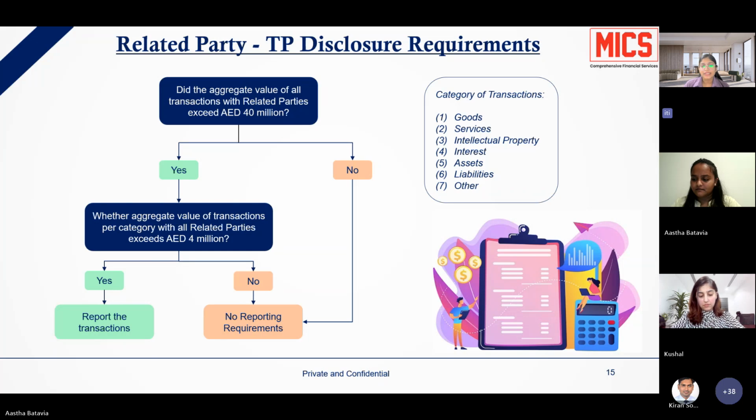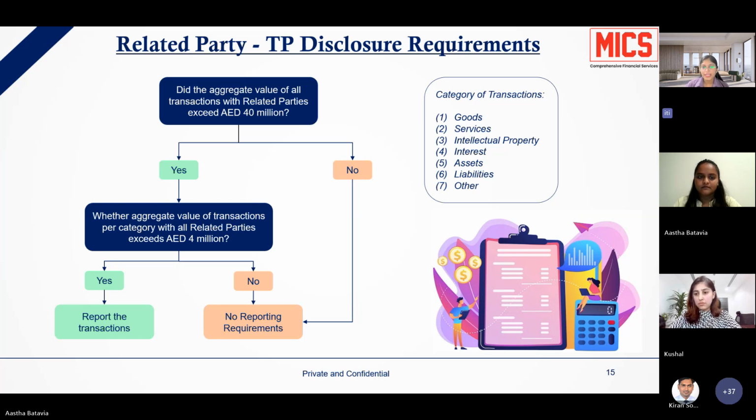The primary test. For the primary test, I need to ask myself, did the aggregate value of all transactions with related parties exceed AED 40 million? If the answer is no, then there is no reporting requirement in the TP disclosure form. But if the answer is yes, here comes the second test.